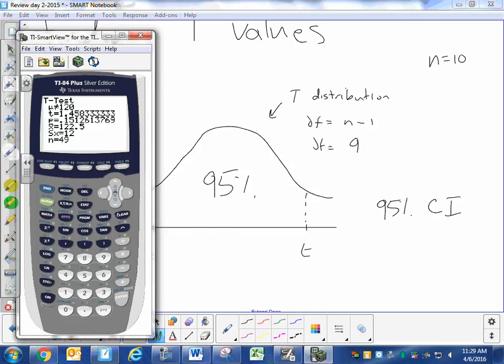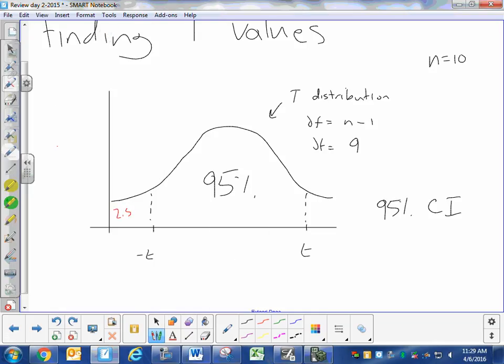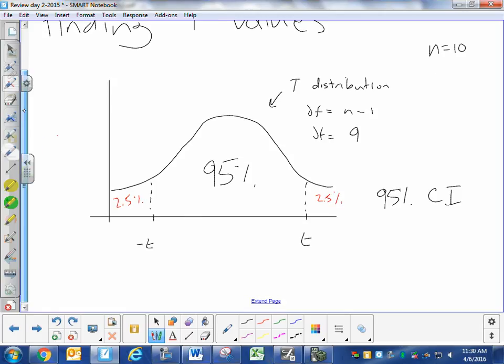How can you calculate that? Well, you could take 100% in your calculator, subtract 95%, to get the amount in both tails, divide that by 2, and you get the amount in each tail. And you can do this for any confidence interval. So there's 2.5% here, and there's 2.5% here. There's a function in our calculator, like inverse norm, where you would take a percentage, plug it into your function, and it would give you the t-value that would be at the top of that percentage.